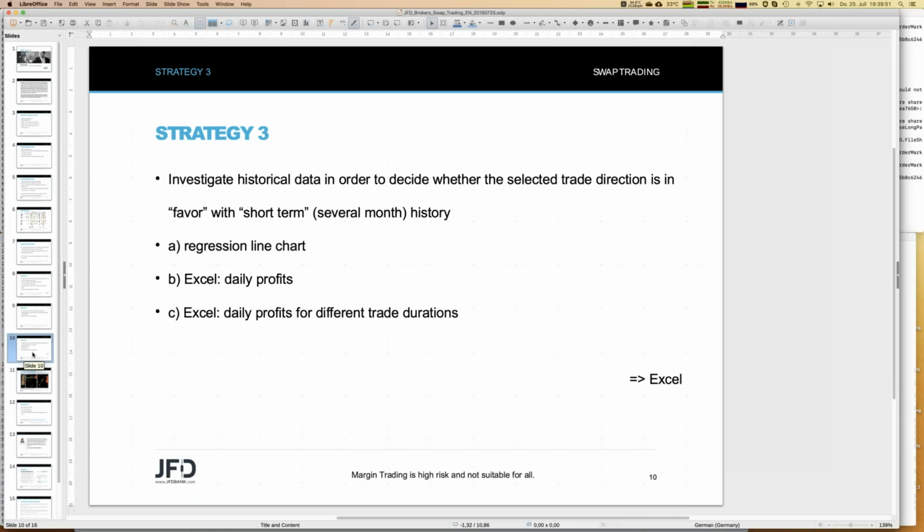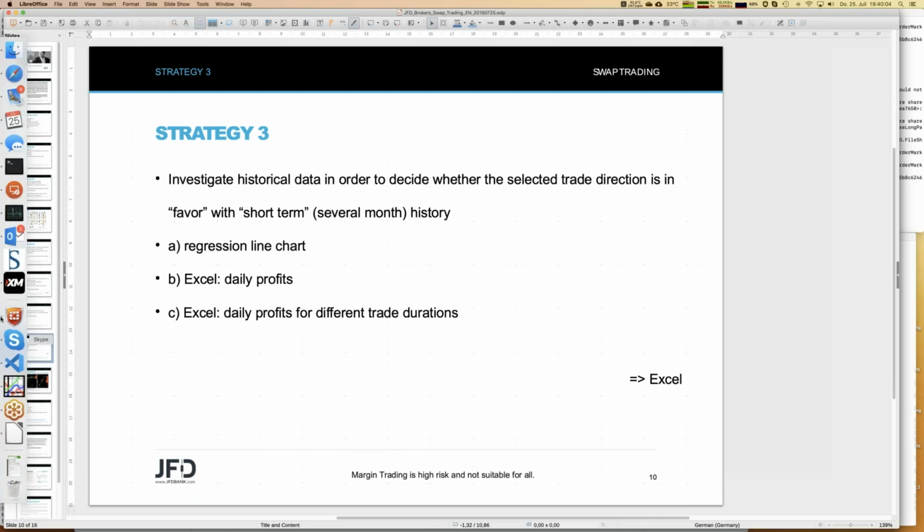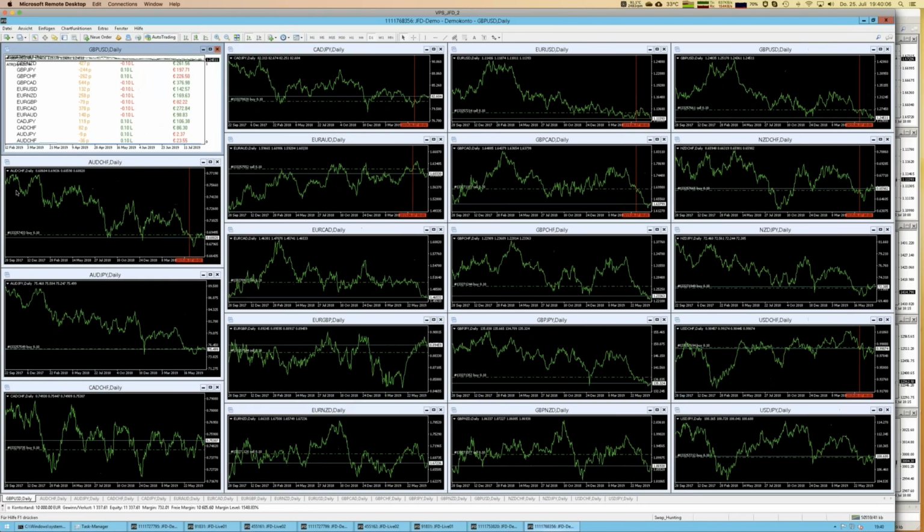And we can do that by a regression line in a chart. I will show you how to do that. Or we can use Excel sheets for that kind of investigation. And I will share that with you as well. But let's start with the really quite very easy stuff.